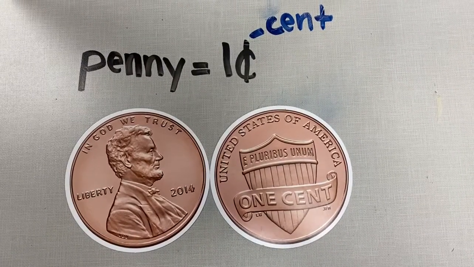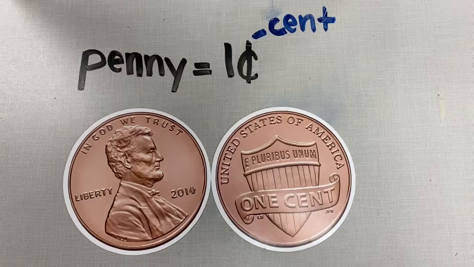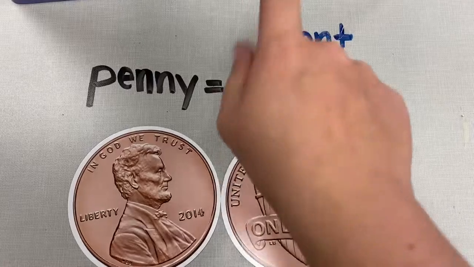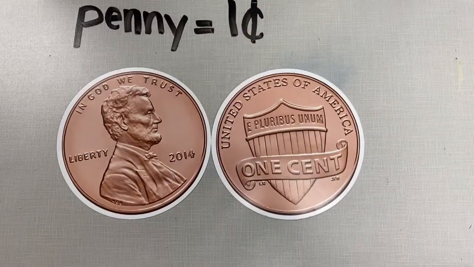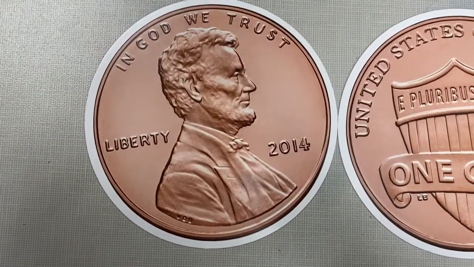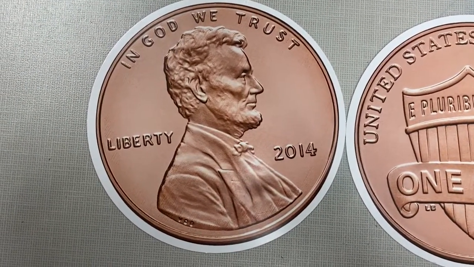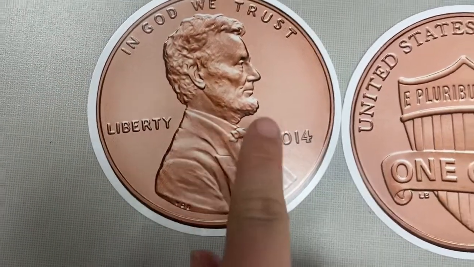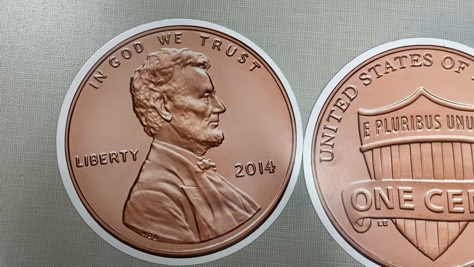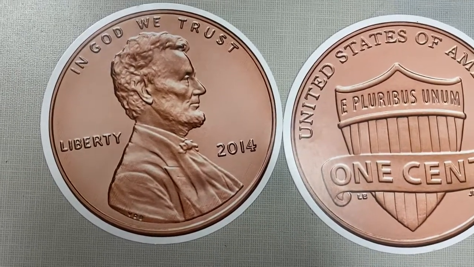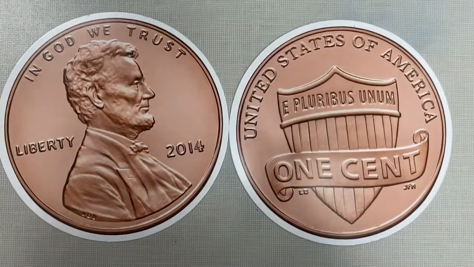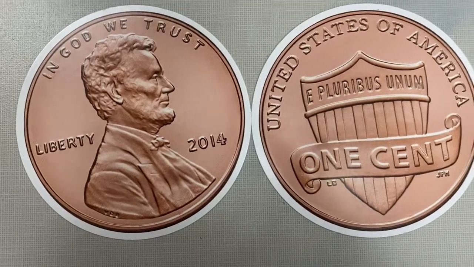So the first coin that we're going to look at is the penny. And a penny is worth 1 cent. And the cent symbol is written here with a C and a line through it. So we're going to look at the front and back of our penny. The front of the penny has Abraham Lincoln. He was one of our presidents. It says, "In God we trust," and it has the word liberty and the date that the penny was made. So this penny was made in 2014. And all pennies are this copper color, so you can always tell a penny apart from other coins because it's a copper color and it has Abraham Lincoln on the front.